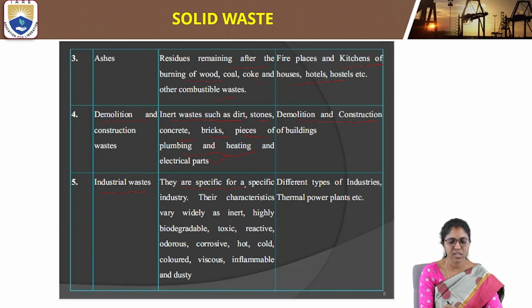Industrial waste is specific to a particular industry. Depending upon the type of industry, their characteristics vary widely: inert, highly biodegradable, toxic, reactive, odorous and corrosive, hot, cold, colored, viscous, inflammable and dusty. Sources of industrial waste are different types of industries. Examples: thermal power plants.